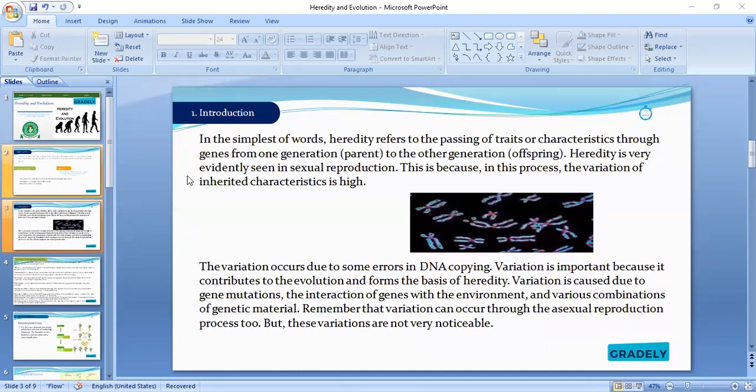Now let's go into the course proper. In the simplest words, heredity refers to the passing of traits or characteristics through genes from one generation to the other. That is to say, the ability of a parent to transfer characteristics to the offspring. The ability of a characteristic to be transferred from the parent to the offspring, that's what we call heredity. Are you getting it? It refers to the passing of these characters.